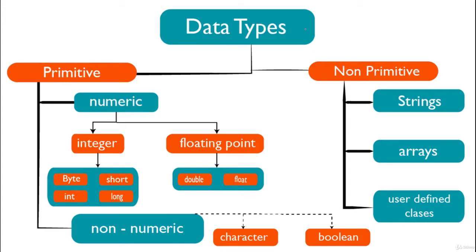The data types in Java consist of two types. The first one is primitive, and the second is non-primitive. The primitive consists of numeric and non-numeric values. The numeric values also consist of two, which are the integer and the floating point. So till now we have for integer: byte, int, short, and long.